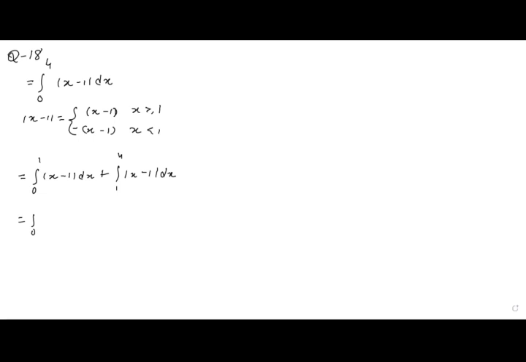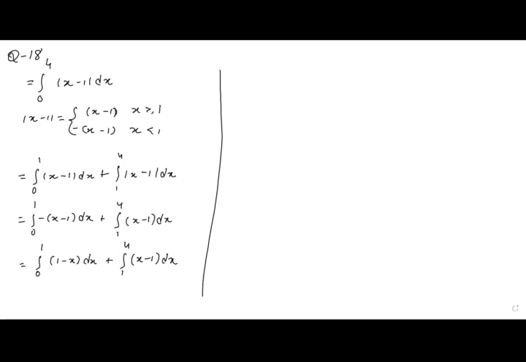As you can see that in the 0 to 1 range, the value of x is less than 1. So here I will take minus, and here the value of x is greater than 1. I will take plus. 0 to 1, 1 minus x dx plus 1 to 4 x minus 1 dx. Now giving individual integration, I will have x minus x square by 2, 0 to 1, plus x square by 2 minus x, 1 to 4.